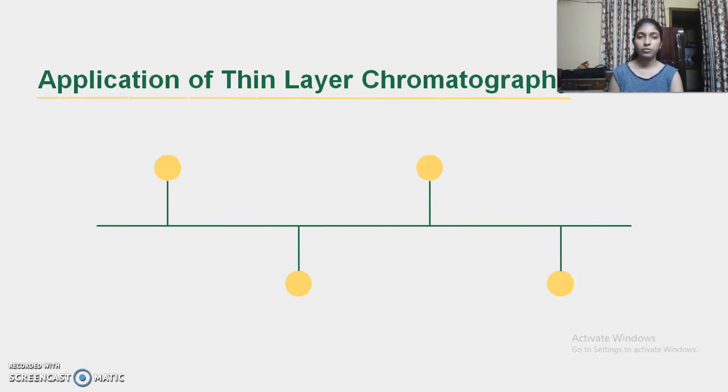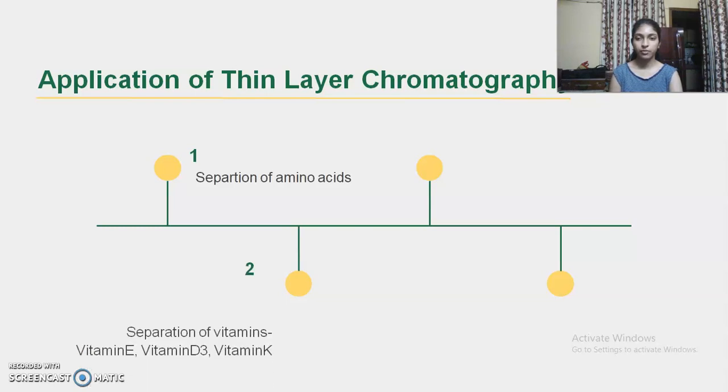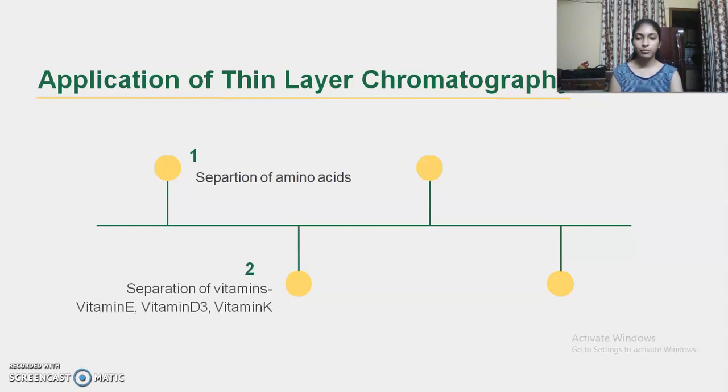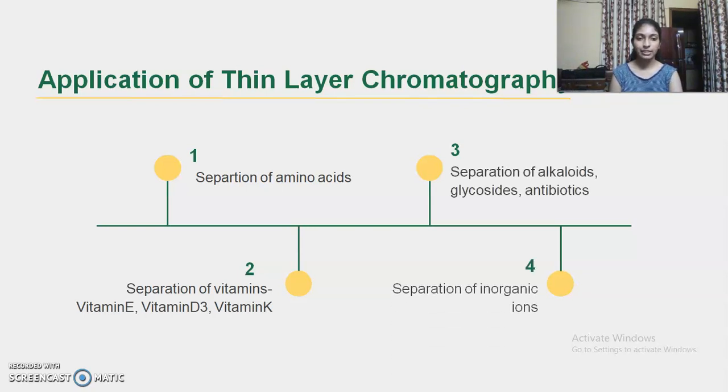So let's talk about various applications of thin layer chromatography technique. First is the separation of amino acids. It is commonly used to identify various amino acid components. It is also used for the separation of vitamins. Third is the separation of alkaloids, glycosides and antibiotics. And lastly, for the separation of inorganic ions.